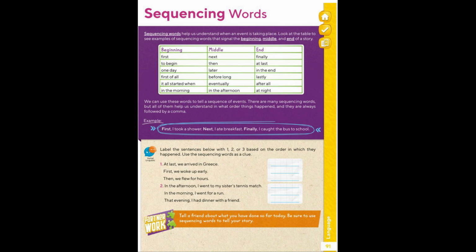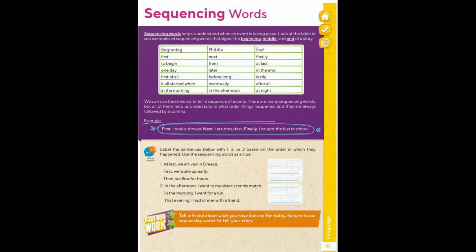Now, there's a chart there, a table, a diagram, a list. You can call it whatever you want to call it. And then it gives you a list of words that show sequence. And it shows you which words you can use at the beginning of a story, in the middle of a story, or at the end of a story. Let's go through them just so that you can see these are familiar words. These are words that you've read before and that you've used before.